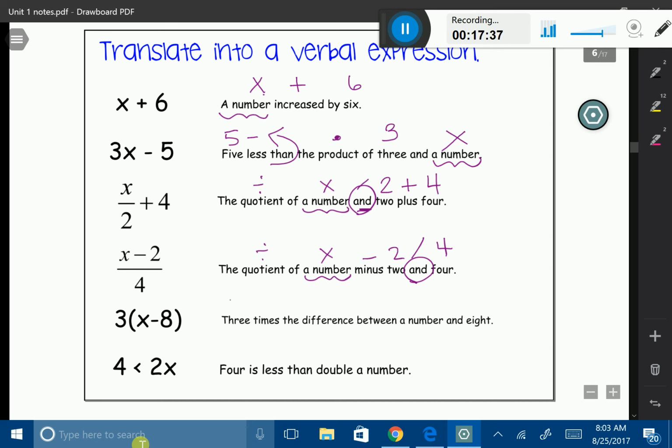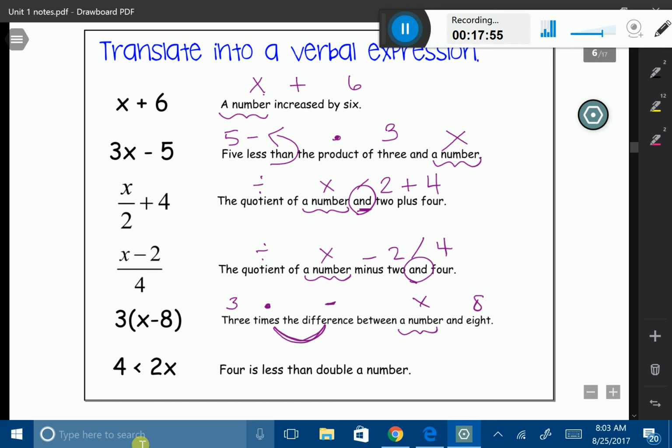Notice here that I have 3, but then I have "times the difference." I have those two terms that mean different operations. So I have the 2 times the difference between a number and 8. So for that one, that's going to be my grouping.